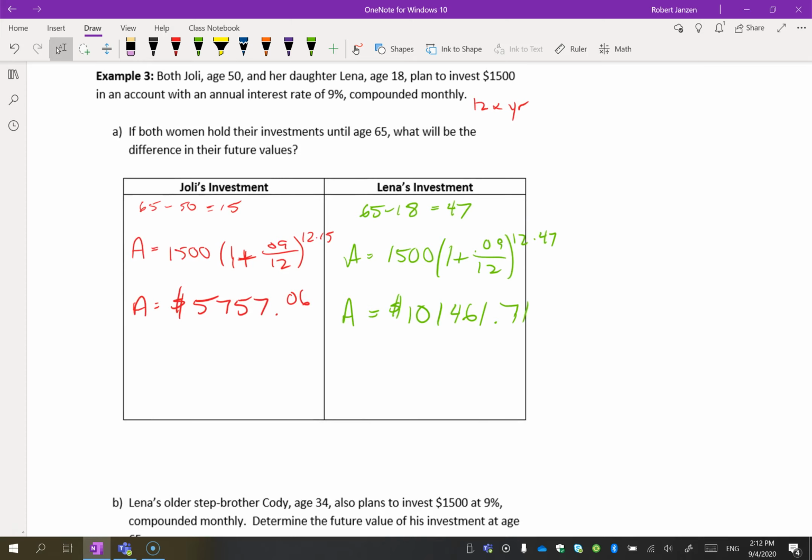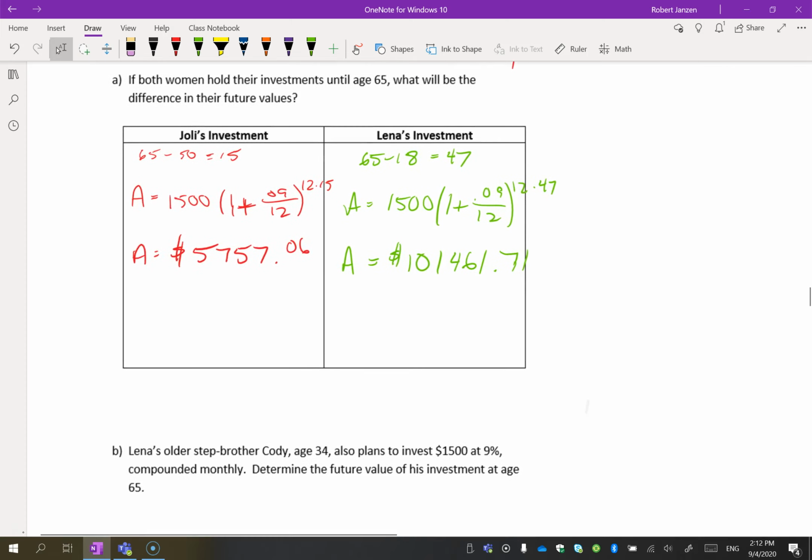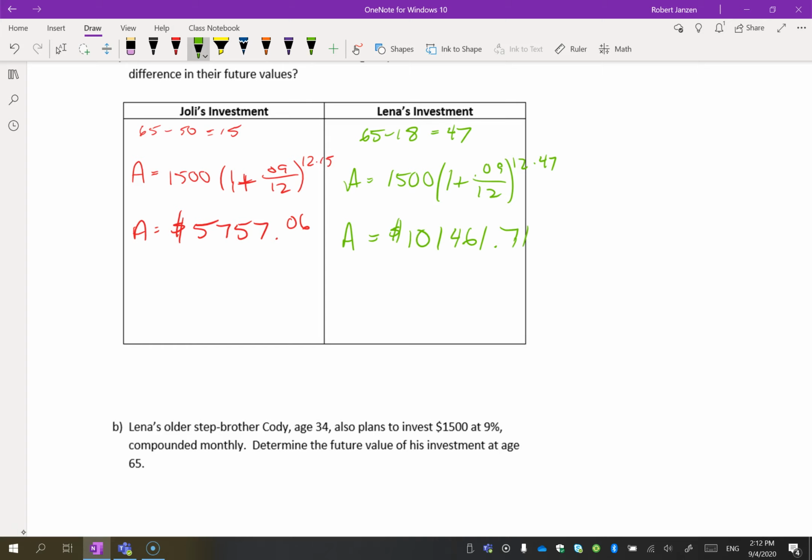Okay, the question says, what will be the difference in their future values? Don't forget, we have to answer this. So 101,000 take away 5,757. So the difference is $95,704.65.